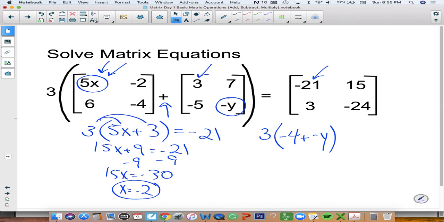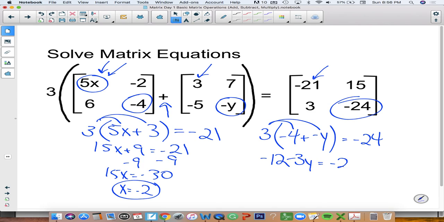and I can fix it here in a minute, equals negative 24, because we're going to use these corresponding pieces, right? The bottom right-hand corner. So let's distribute, boom, boom, negative 12, and it's minus 3y equals negative 24. Add 12, negative 3y equals negative 12. Divide by negative 3, and then you're going to get y equals 4.